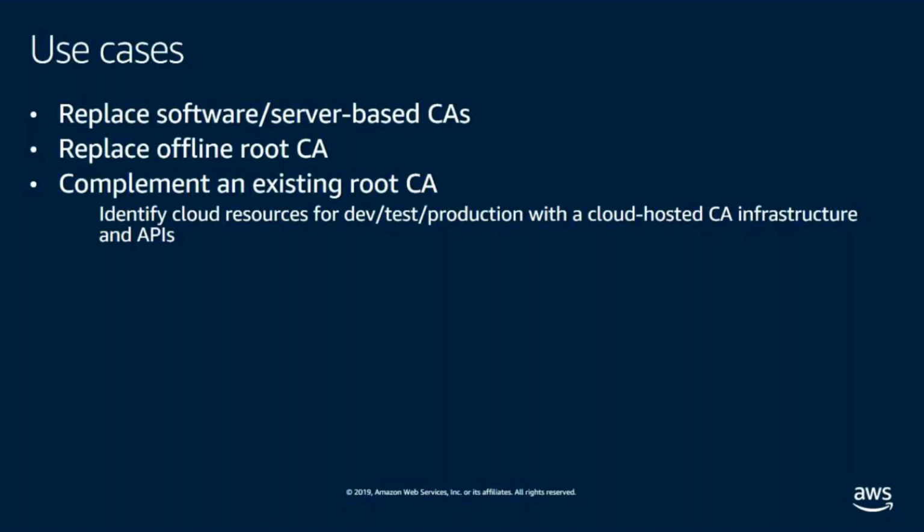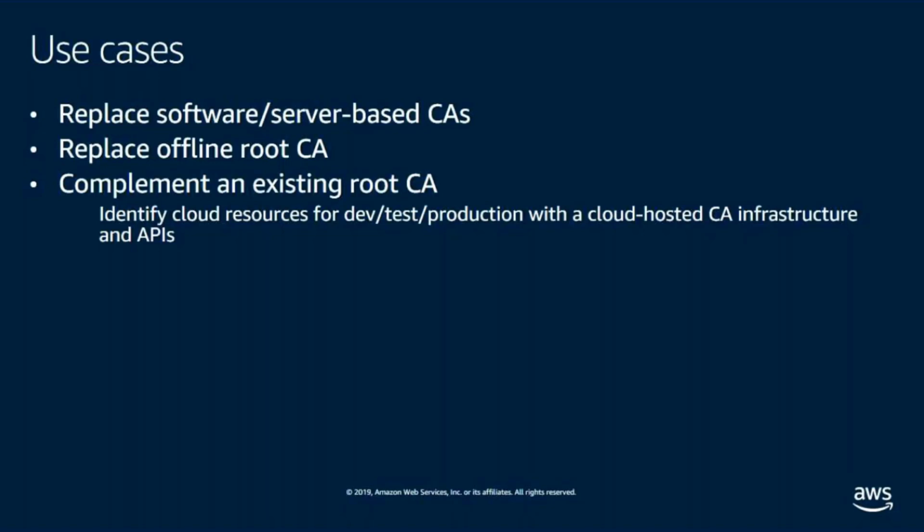Another use case is to replace software or server-based CAs where you don't have an HSM. Your key is stored on disk or in memory. A great example of this I see all the time is to replace OpenSSL CAs, root CAs that are storing their keys on the disk. Generally just not a good idea, but ACM Private CA gives you an alternative to that.